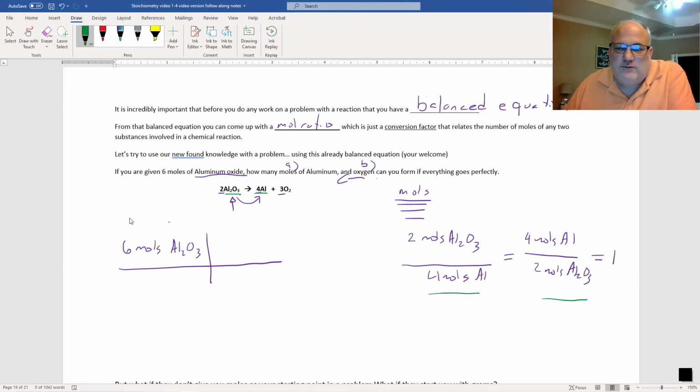If you take a look at this one right here, you see how we have the Al2O3 on the bottom? So that's what we're going to do over here. We're going to put 2 moles of Al2O3 on the bottom, and we're going to put 4 moles of Al on the top. And that's going to allow us to cancel out the moles of Al2O3. And now the unit that we're looking for, and let's say this is part A, because that's what we're doing here. We're just going to do the math. We're going to go 6 times 4 is 24, because we're multiplying whenever we have a line like this. And we're going to divide it by 2, and that's going to give us 12 moles of aluminum.